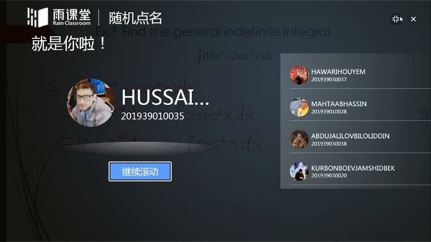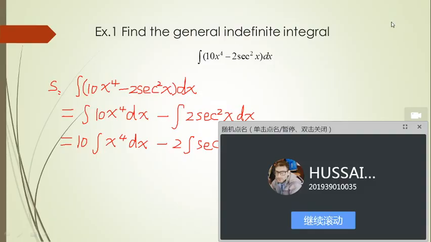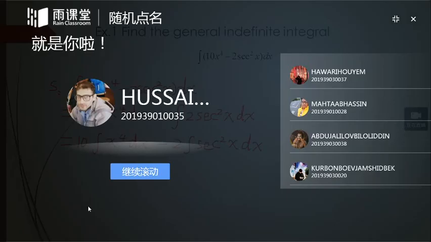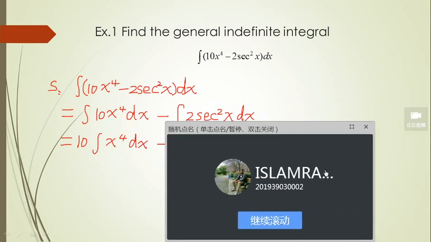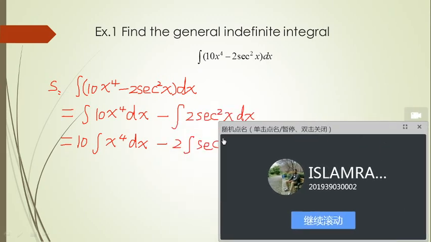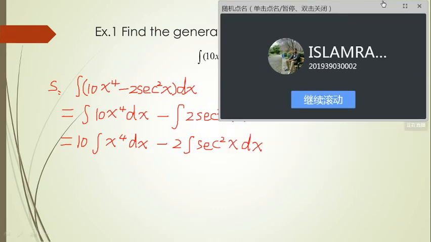Majid, are you available? What is the answer for the first part in indefinite integral? Majid, you are called to answer this question. What is the answer for this indefinite integral here? Let's call another one to answer the second part. Islam from mechanical major. Those two people, you are called to answer the indefinite integrals for those two parts. The first one and the second one.